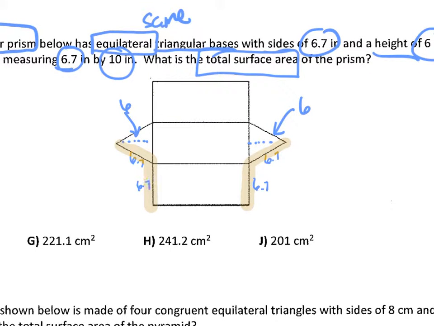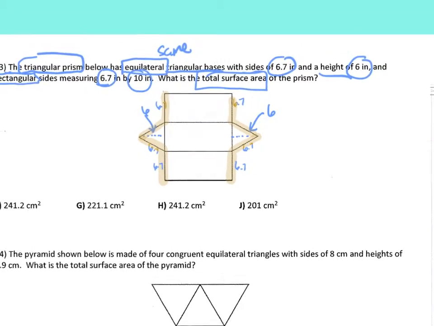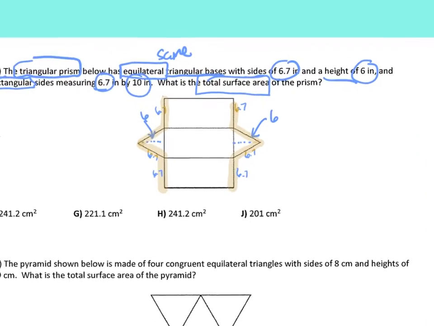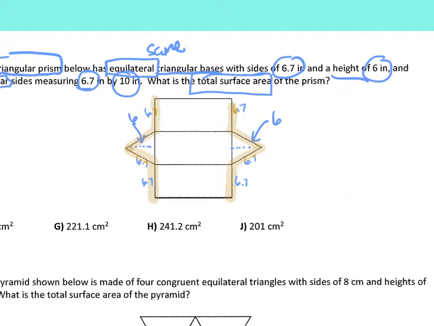Okay, so if I know the diagonal side of the triangle, then I know this rectangle here, and I know this rectangle up top. Does that make sense? We talked about if they fold up together, they're the same. So these are the same, these are the same. Now, we labeled all those for the triangles. The rectangular sides measure 6.7 by 10. So even if you weren't sure if these are the same measurement, it told you that the rectangular sides are 6.7 by 10.